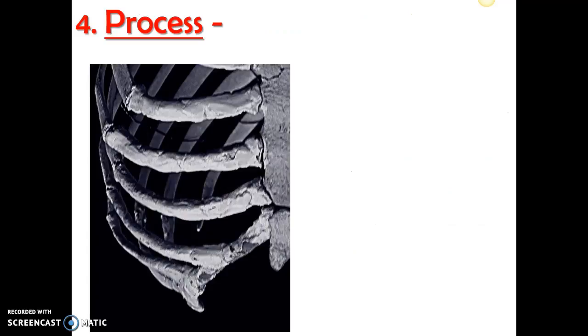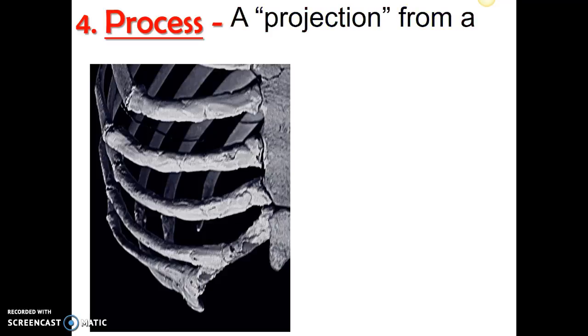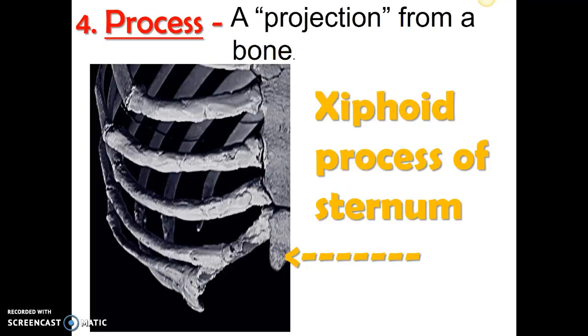Okay, a process is something that sticks out. Here below the rib cage, on the sternum, we have the xiphoid process projecting from the sternum. So the process is a projection from the bone. Again, there's your xiphoid process sticking off the bottom of your sternum. You can probably feel it.